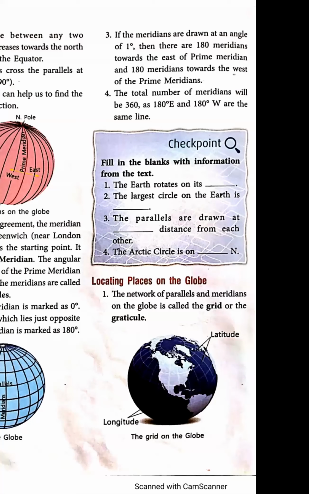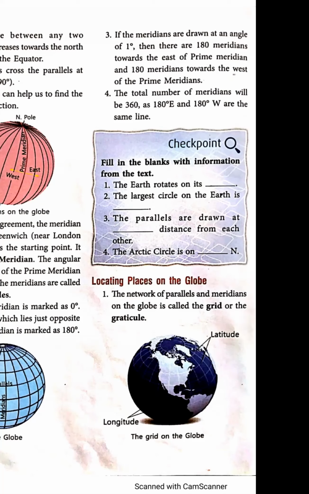A-X-I-S. The correct pronunciation of this word is axis. Earth rotates on its axis. Axis is an imaginary line about which any body rotates. And the Earth rotates on its axis.